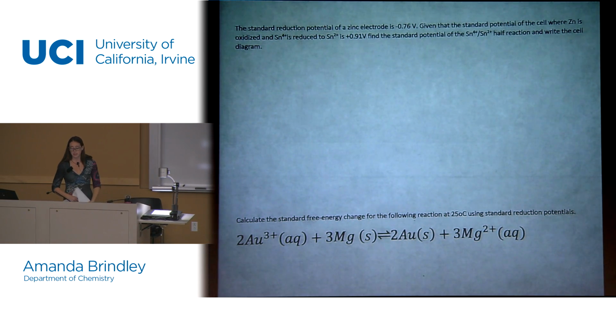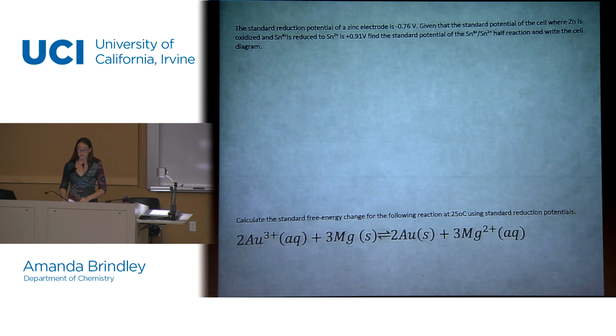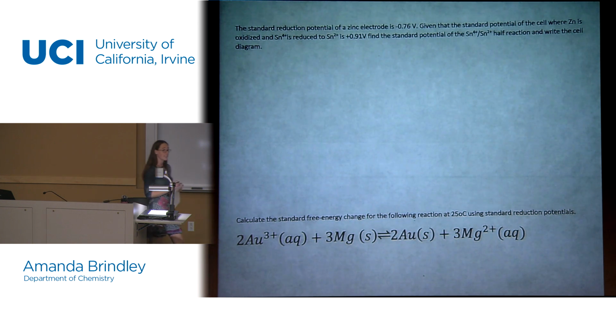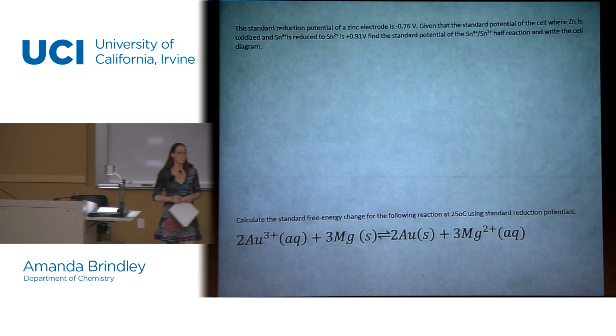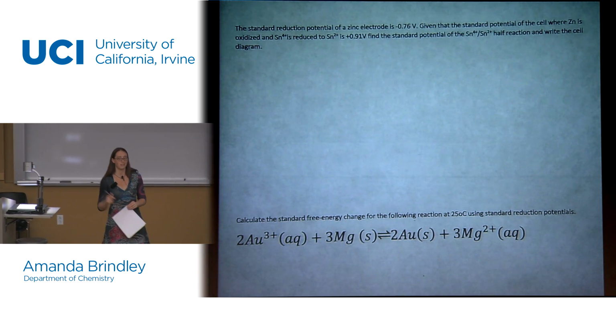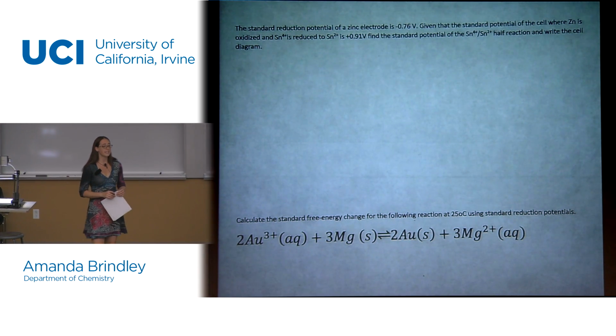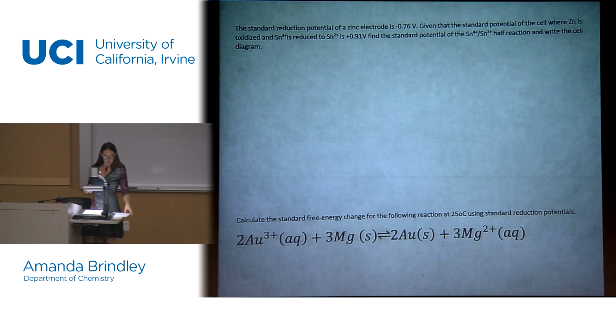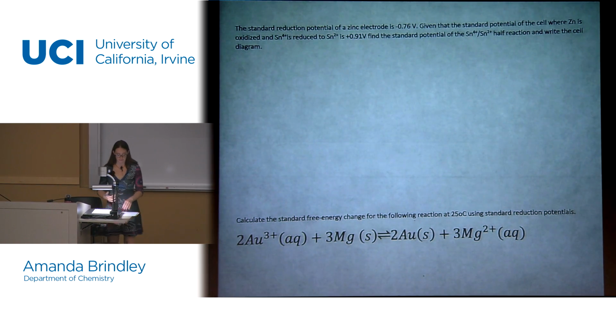Given that the standard potential of the cell where zinc is oxidized and tin is reduced, I tell you that reduction potential. Oh, I'm sorry, I tell you the combinations reaction. So I do switch things up on you a little bit. I tell you the cell voltage and I tell you one half reaction. And you might be saying, well, yeah, but I could go look up the other one. Okay, sure, but I could definitely put it at non-standard reaction so you couldn't do that. So we're just doing it backwards for practice.